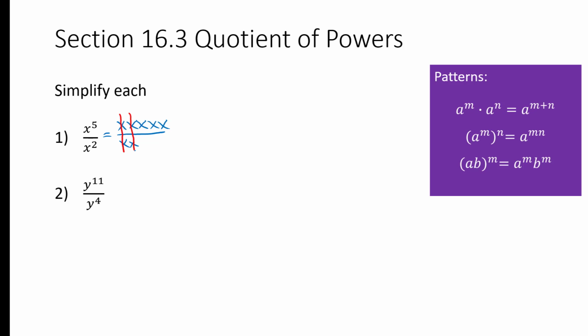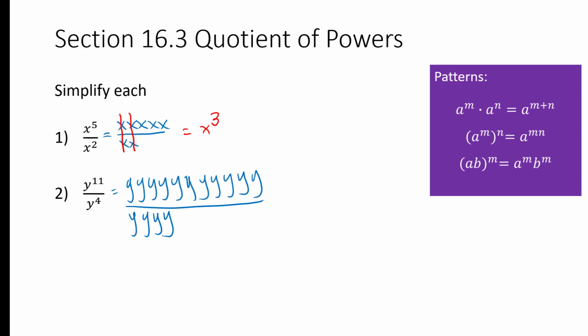Now what am I left with here? Well, now I've just got 3 x's, so I've got x to the 3rd. Again, look for a pattern. What do you think's happening? All right, let's do number 2. That's a lot of y's to write out, but you can also kind of imagine this and think in your mind, how many y's are going to be canceling out? And how many will you have left?